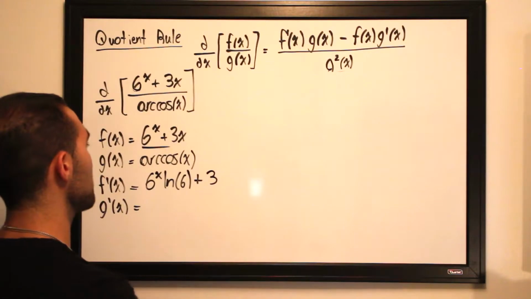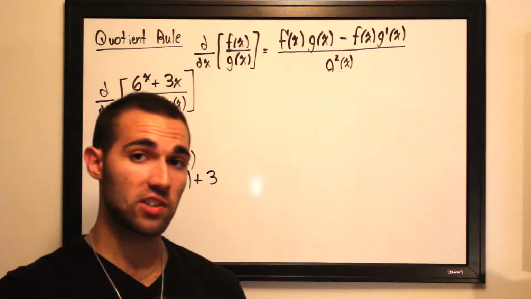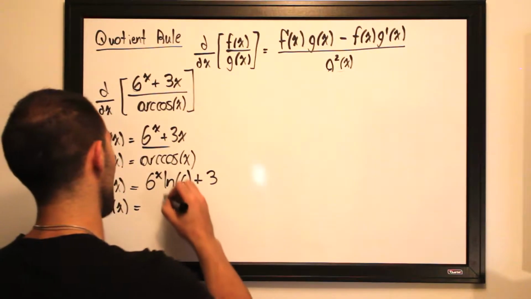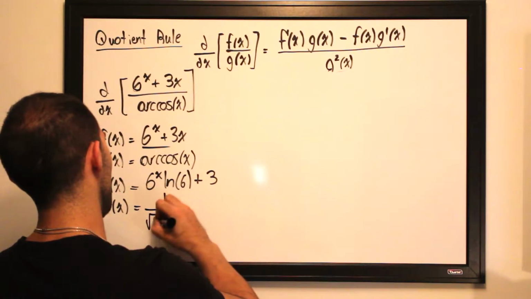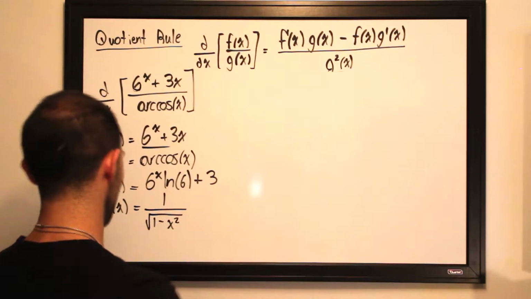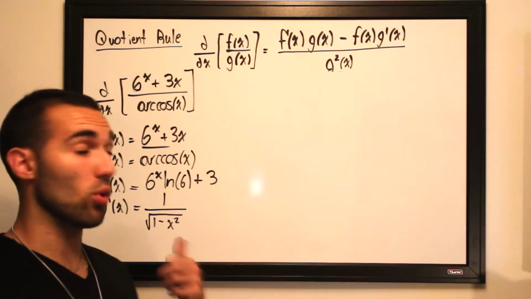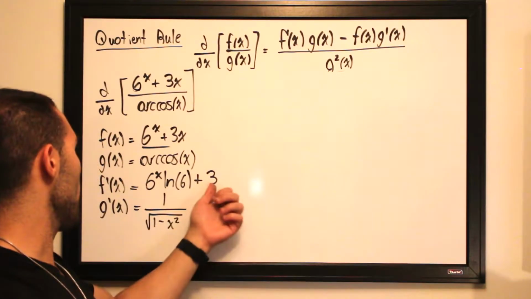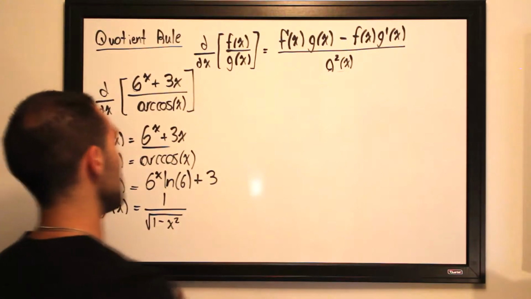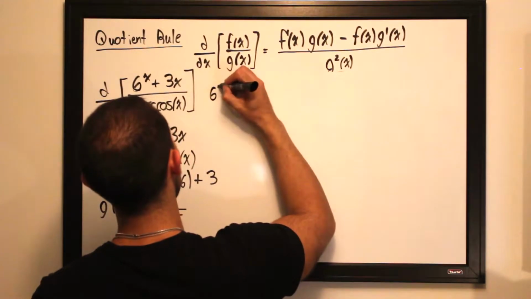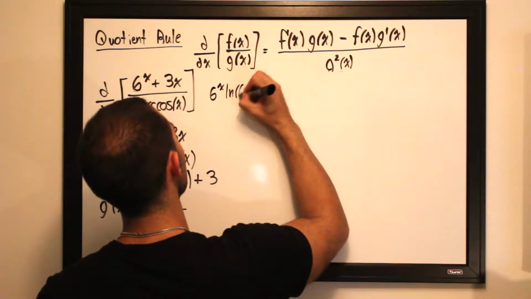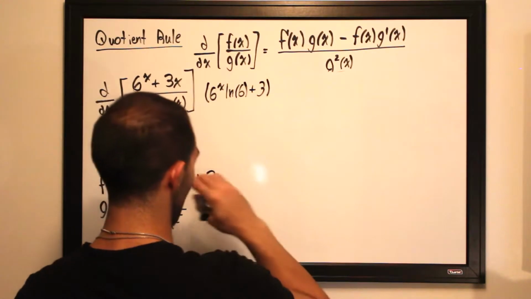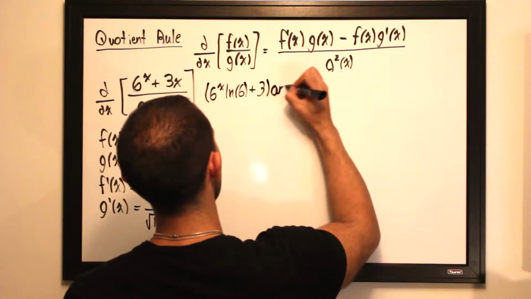And then our g prime of x is the derivative of arc cosine of x, which is negative 1 over the square root of 1 minus x squared. Now this is going to make things a little bit nasty for us later. However, let's go and plug things into the formula as we normally would. Our f prime times our g, which will be 6 to the x ln of 6 plus 3, all in brackets, multiplied by arc cosine of x.